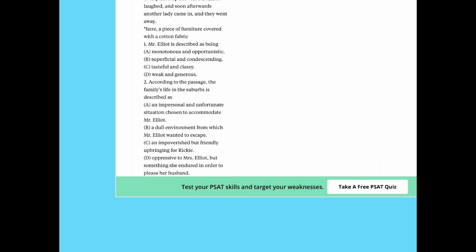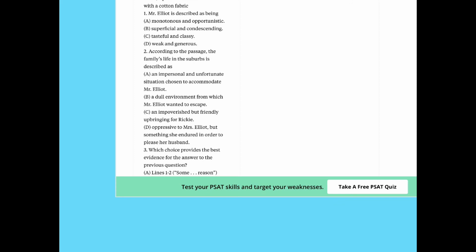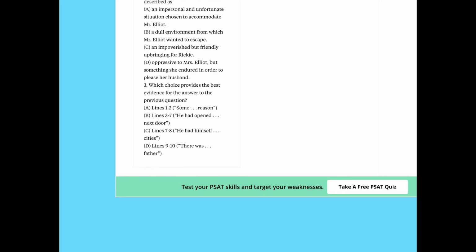Question 2, according to the passage, the family's life in the suburbs is described as. This is a specific detail question. You should be able to put your finger on one of these answers, and you'll notice that the answer choices you get are pulled from the passage itself. And then the third question asks which choice provides the best evidence for the answer to the previous question. So you won't be able to answer this question correctly unless you answered the previous one correctly. So that's what they look like.